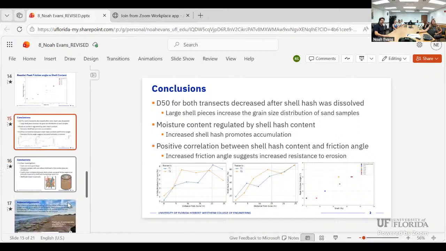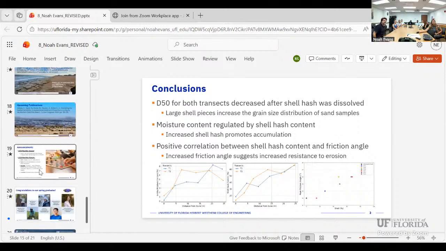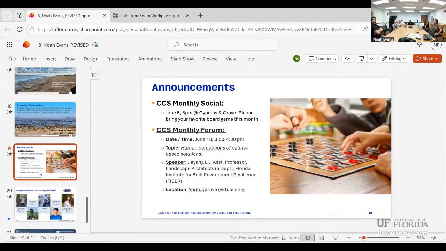Speaking about the student club, the student club has actually taken over organizing and managing our CCS monthly social. Thanks for that. That is coming up on June 5th, 5 p.m. at Cypress and Grove. This time the theme is board games. I'm really bad at board games, but I'm sure there's plenty of people who are really good at them. I have some favorite ones. So bring your favorite board game and join us at Cypress and Grove, June 5th, 5 p.m. And maybe I'll learn something and eventually get a little bit better at board games.